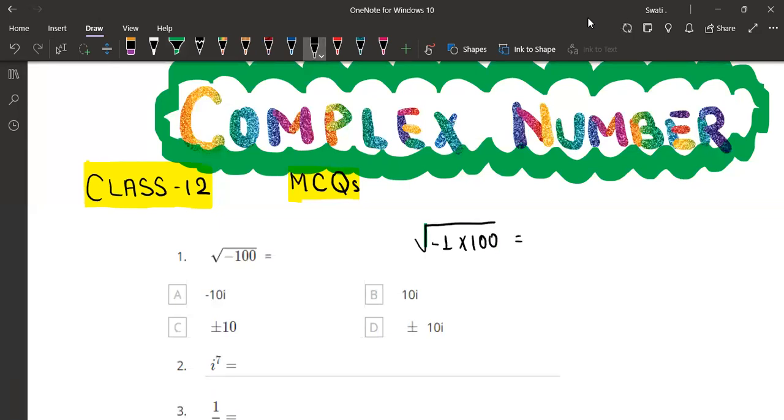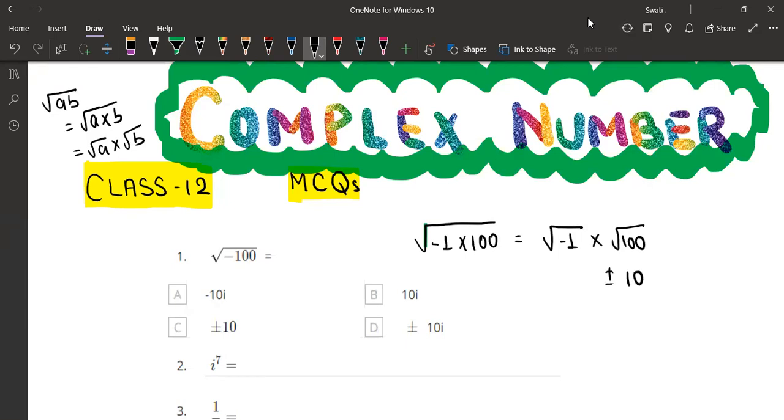Why? Because we know that root over AB is the same as root over A into B, and that will be the same as root over A into root over B. Now this we can write down as root over minus 1 into root over 100. You know that the answer of root over 100 is plus minus 10, right?